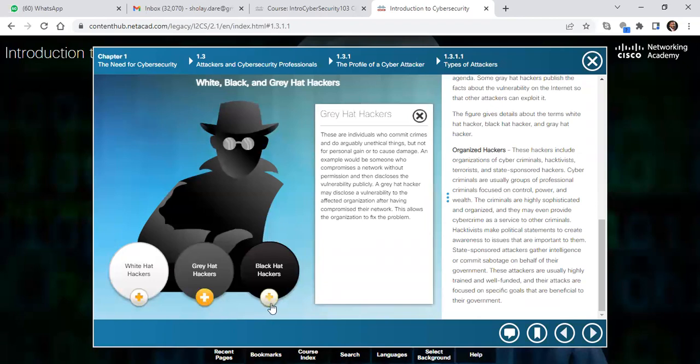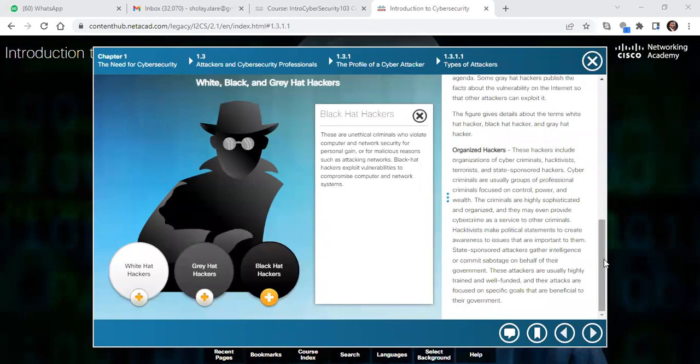Then we have the black hat. The black hats are those that are strictly criminals. They violate your computer network security for their personal gain or for malicious reasons. They attack networks. Black hat hackers exploit vulnerabilities to compromise computer and network systems. Their work is always very dangerous. Okay, when they attack your system, they mess it up.